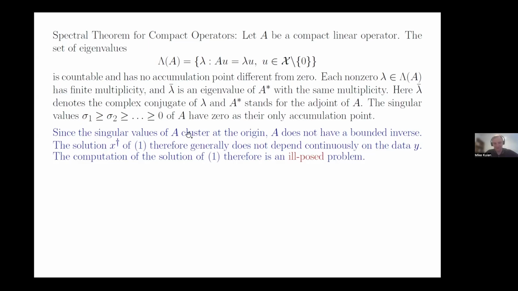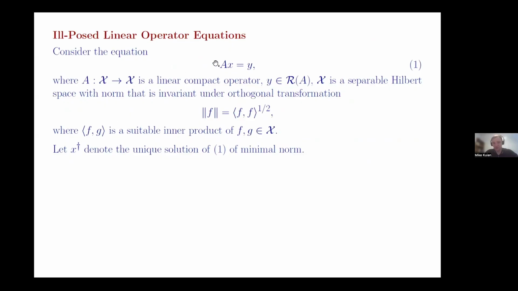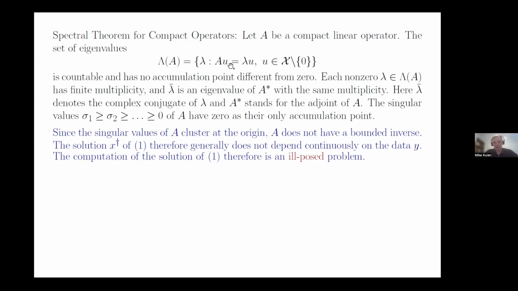The singular values of operator A are the square roots of the eigenvalues of A star A. Consequently, they also converge to 0. Since the singular values of operator A cluster at the origin, operator A doesn't have a bounded inverse. So the solution of the least squares problem 1 generally doesn't depend continuously on the data. The computation of the solution of equation 1, therefore, is an ill-posed problem. Because A is compact, as we figured out from the classical spectral theorem, equation 1 is an ill-posed problem.